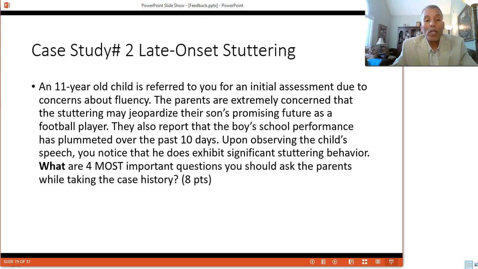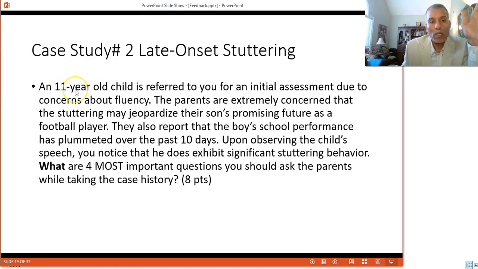So upon observing the child's speech, you notice that he does exhibit significant stuttering behavior. That is your judgment. Yes, significant stuttering behavior. What are 4 most important questions that you should ask the parents while taking the case history now? So, if you are not reading the cues, you are just going to go into information that you have memorized and just go, oh, I'm going to pull this from my textbook or that. No, reading the cues is going to make you focus in a whole different track.